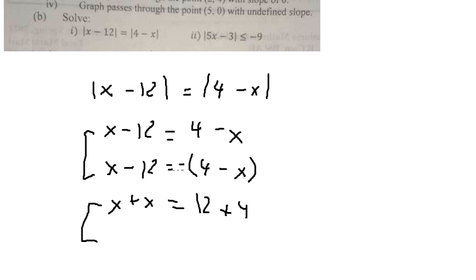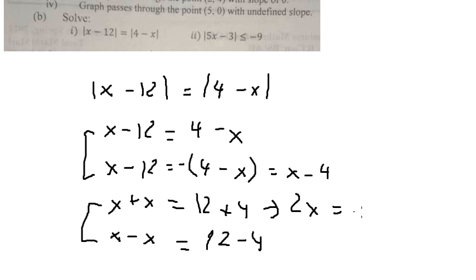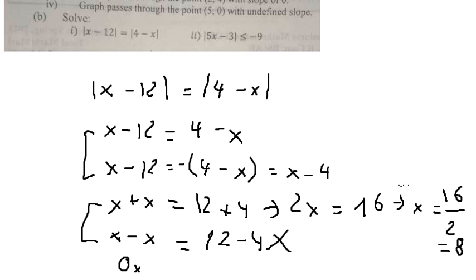This one with negative, so we change it to x minus 4. If we put x on the left, you got x minus x. Negative 12 goes to the right. So this one you got 2x is equal to 16. So we divide both sides by 2. This one you got 0x, so we don't have a solution of this one. So the answer is just x is equal to 8.